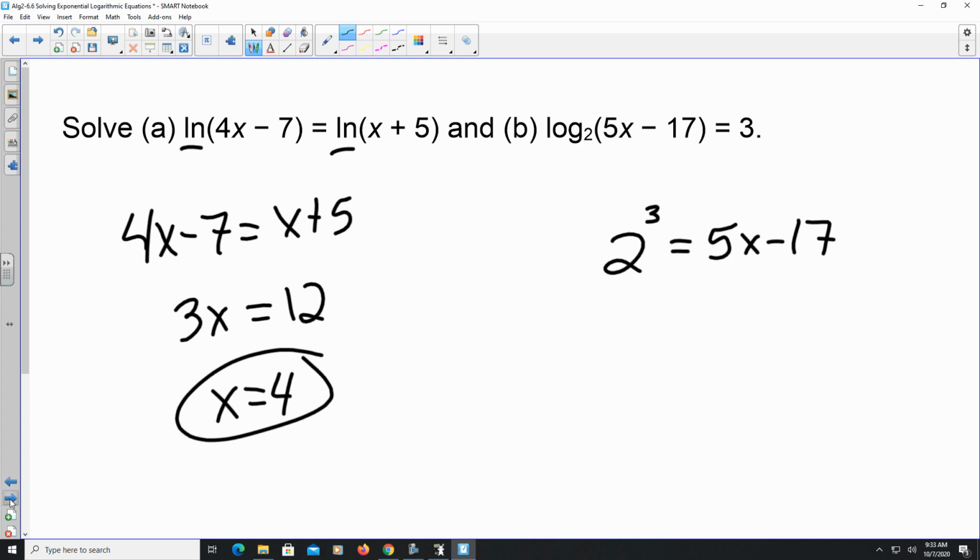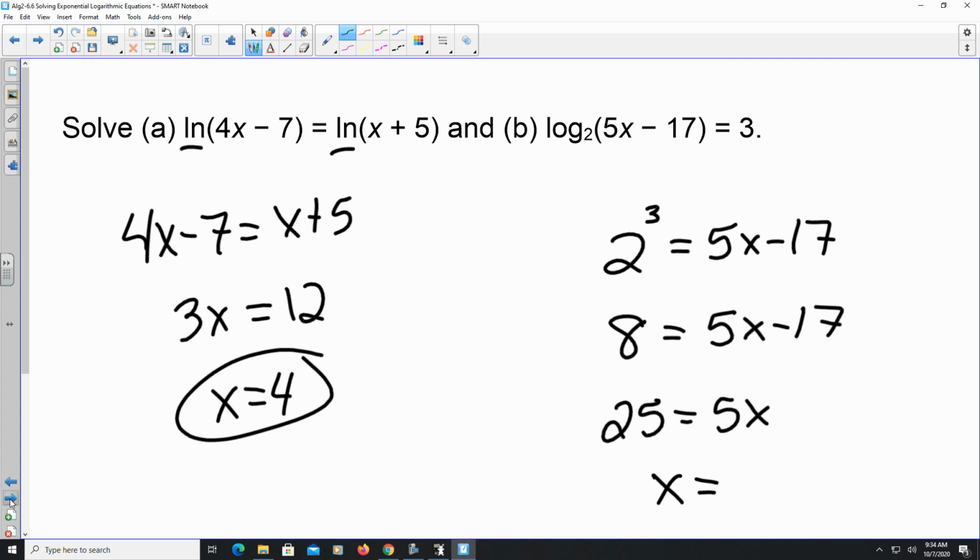I can certainly solve this one. So 2 to the third power is 8. So I got 8 is equal to 5x minus 17. I add 17 to both sides. I get 25 is equal to 5x, dividing everything by 5, x equals 5.